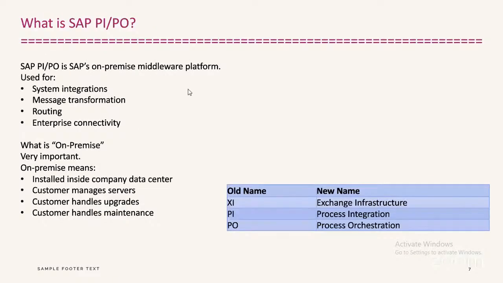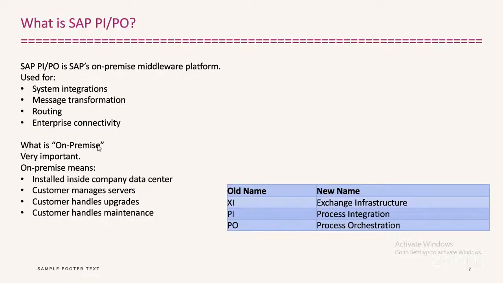So now we need to understand what PIPO is. Before our CPI, we had a system called PIPO. It is a completely on-premise middleware platform used for system integration, message transformation, routing, and enterprise connectivity. Whatever we can do in cloud, I mean CPI, can be handled in SAP PIPO as well. The major difference is that PIPO is for on-premise systems and CPI is for cloud. Using CPI, we can connect to on-premise systems as well. There won't be any issues.